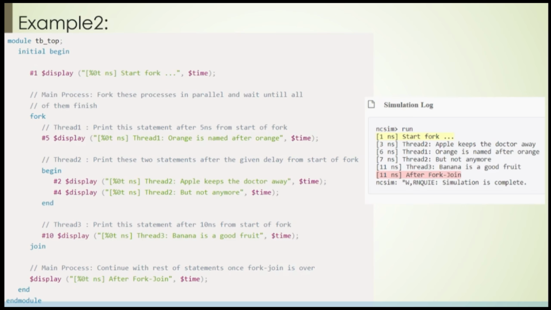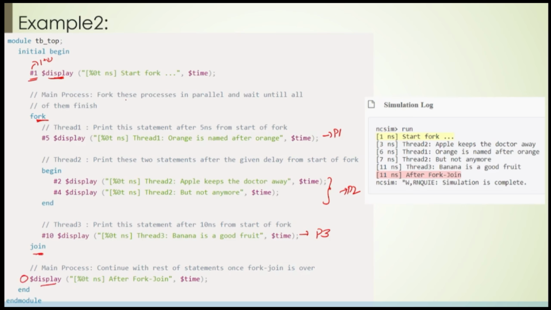Here, I am taking some threads within fork join, and I have written some processes. This is my process 1, this is my process 2, which consists of two statements, and this is my process 3, which consists of one statement. Before fork join, I have written one more display with #1, so this display will be executed at one time unit delay. Then I start the fork join block, and after the fork join block I have written one more display for which I didn't give any delay.